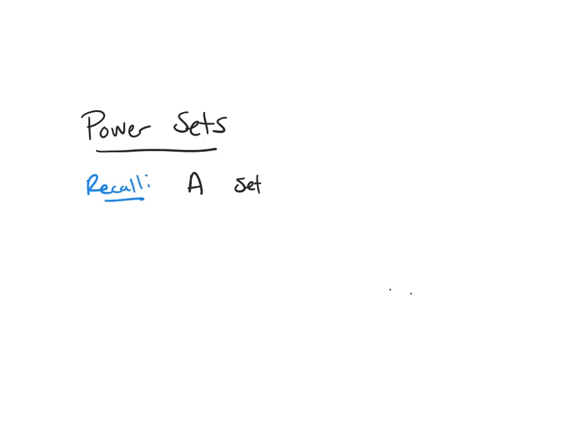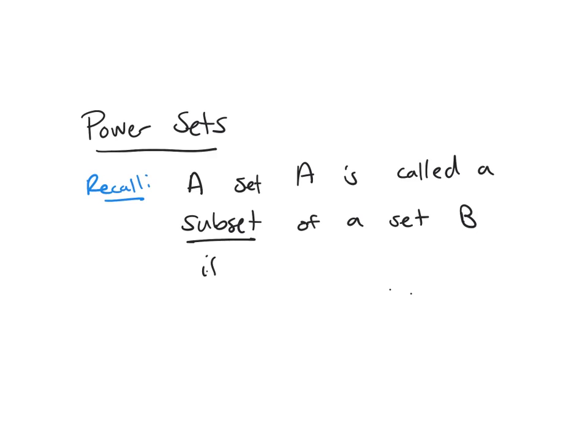A set A is called a subset of a set B if every element of A also belongs to B.